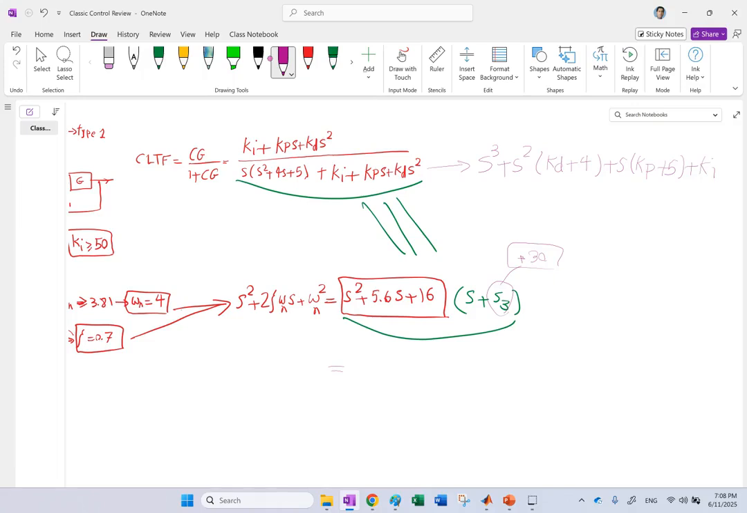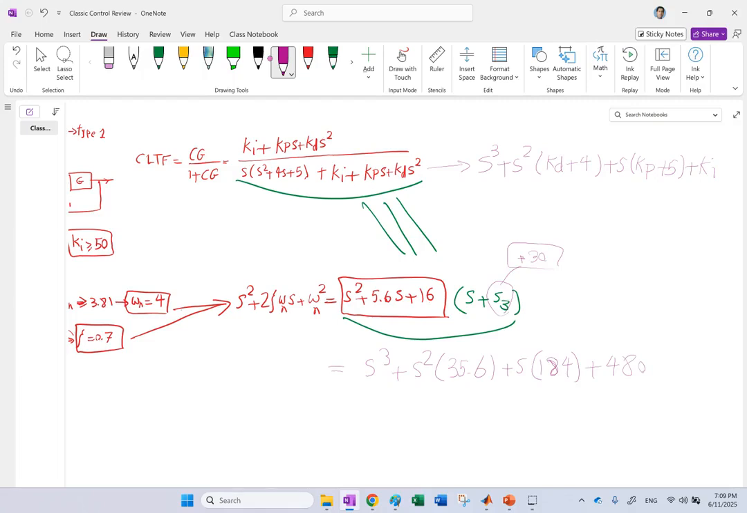And this one, if you simplify it with 30, it is going to be s cubed plus s squared times, so there will be a 5.6 and a 30, so 35.6, and then s times, there is a linear term 16, there is a 30 times 5.6, which is a big number, right? So that is going to be like 168, 184. And then finally 30 times 16, which is 480.